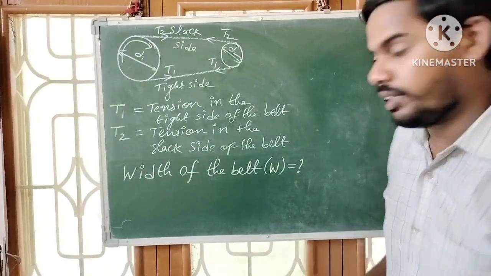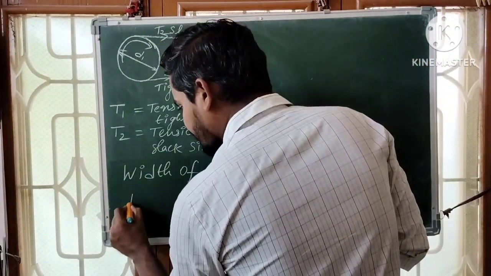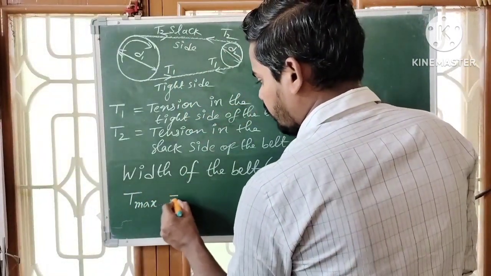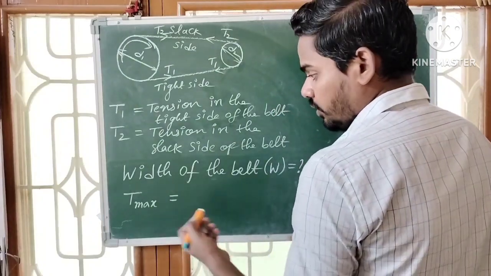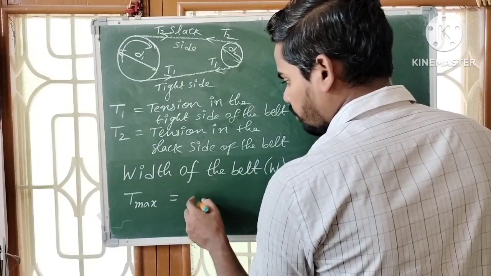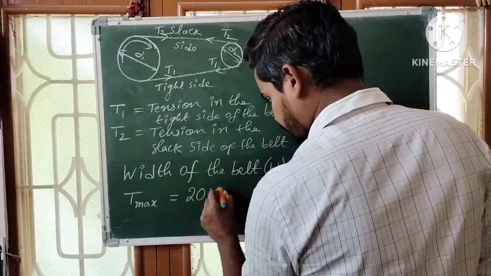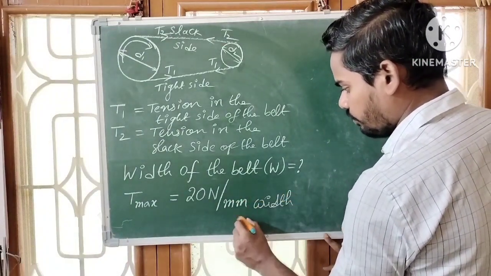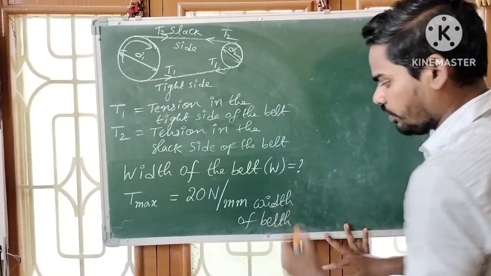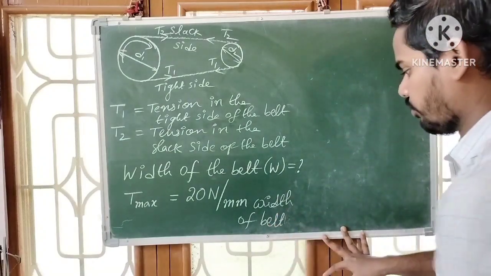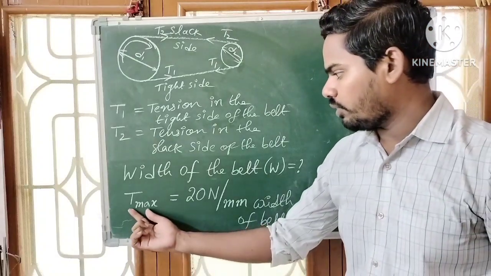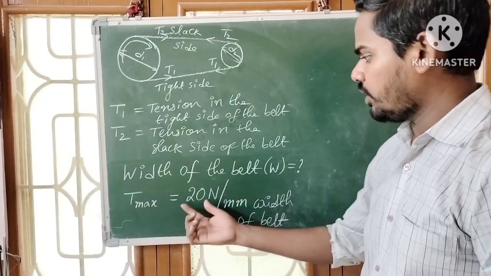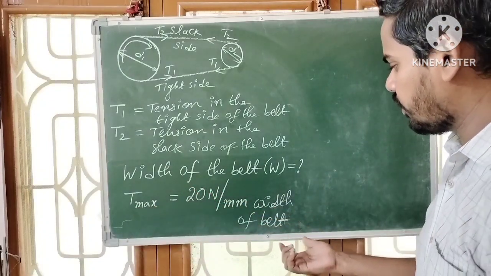The important information here is the given maximum tension or maximum pull. The maximum tension or maximum pull should not exceed 20 newtons per mm width of belt. So the given maximum tension is 20 newtons per mm width of belt.